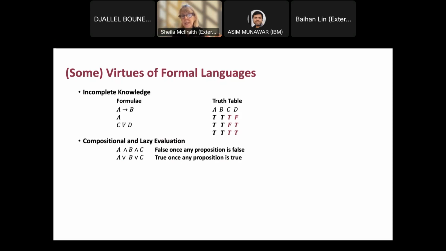A and B and C is false as soon as one proposition is false. We don't have to evaluate them all. Similarly, A or B or C is true as soon as one proposition is true. And if we've got a million of them, we don't have to evaluate them all. We only have to evaluate one. And so that's a very powerful technique, especially when we're dealing with incomplete or noisy information.